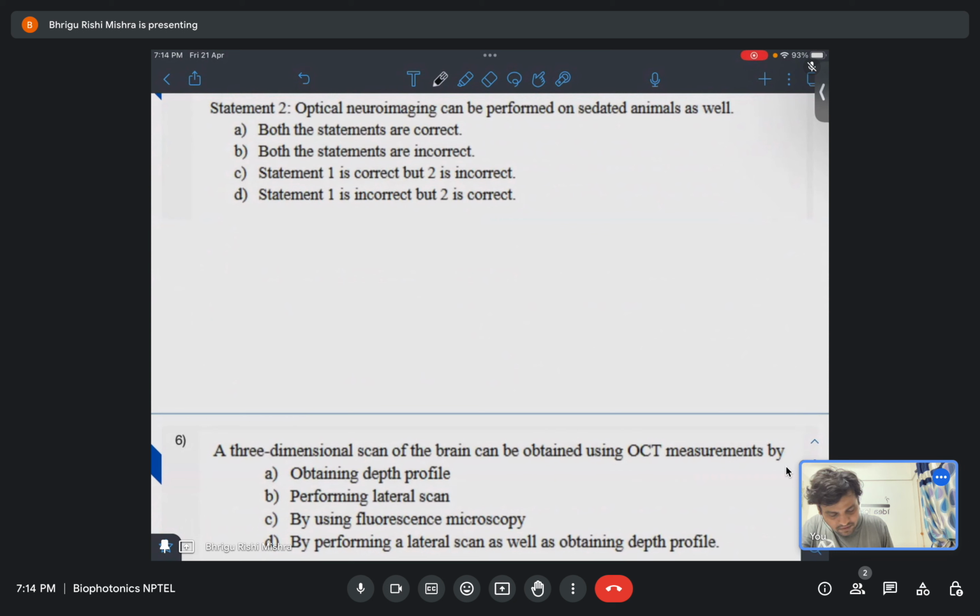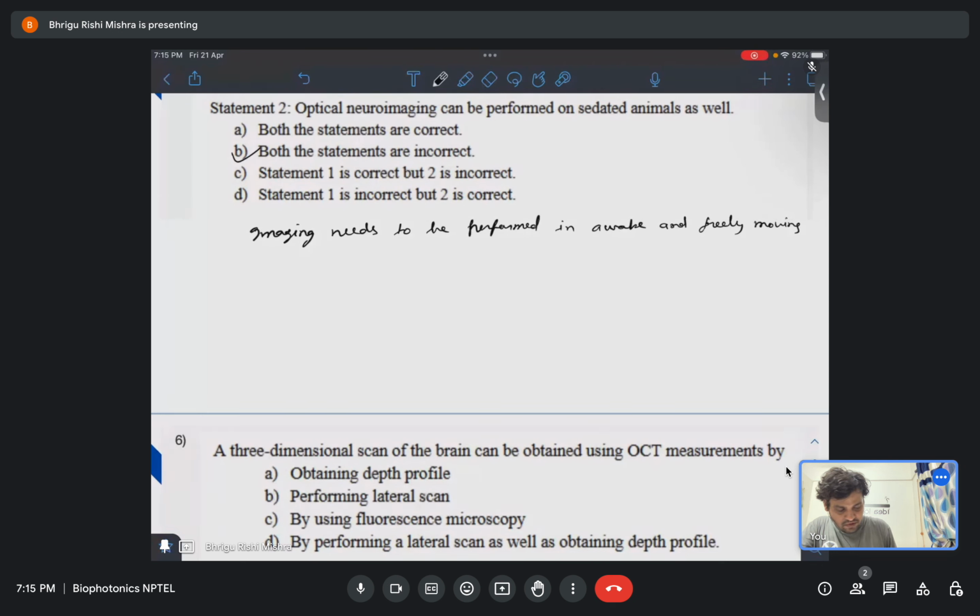imaging needs to be performed in awake and freely moving complex animals, for example mouse. Option B is correct.